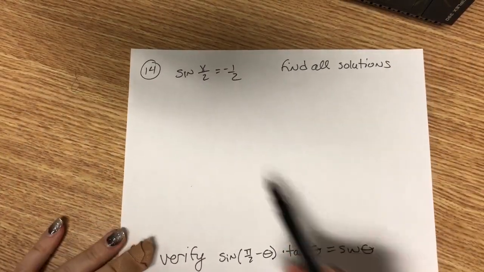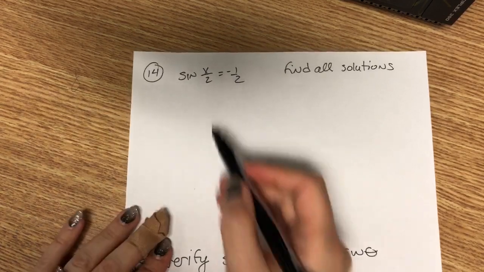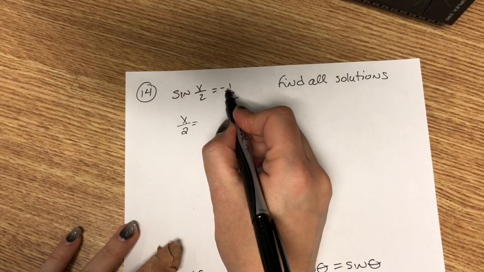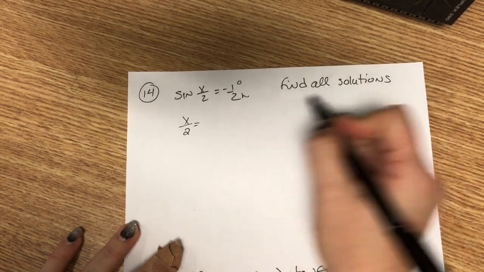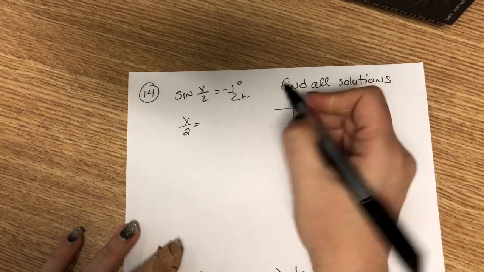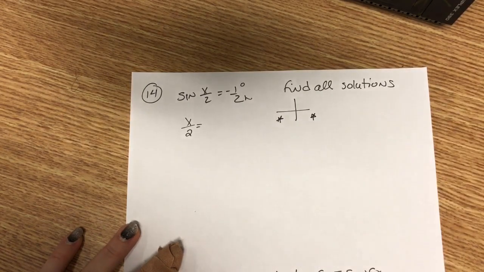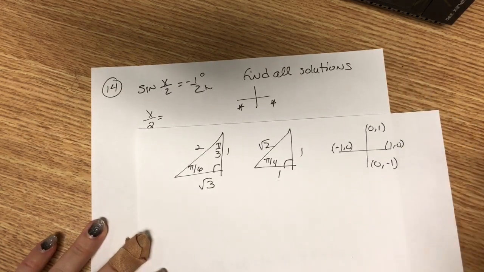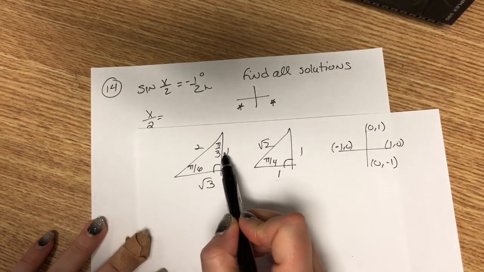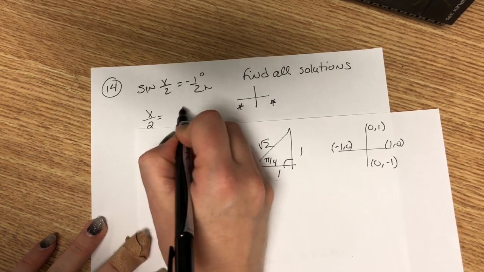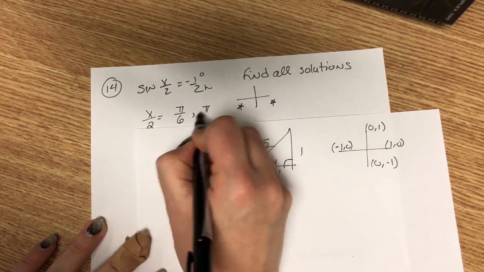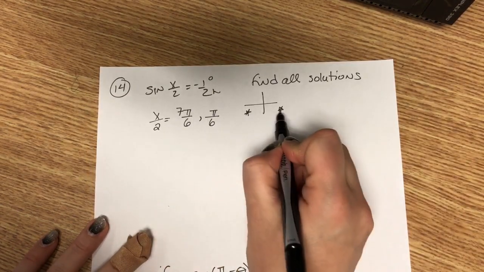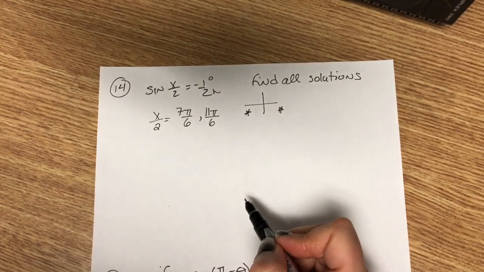Find all solutions for sine of x over 2 equals negative a half. So whatever angle x over 2 is going to be, I want to know when does that give me opposite over hypotenuse of negative a half. And sine is negative in the bottom 2 quadrants. So opposite of 1 is this pi over 6, but as a reference angle. So then in this quadrant, it's going to be 7 pi over 6, and in this quadrant, 11 pi over 6.